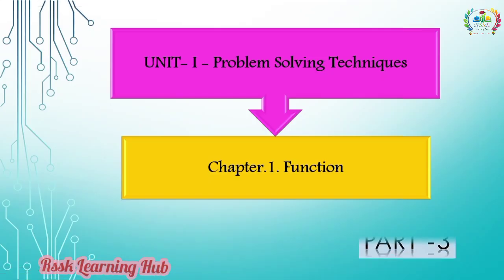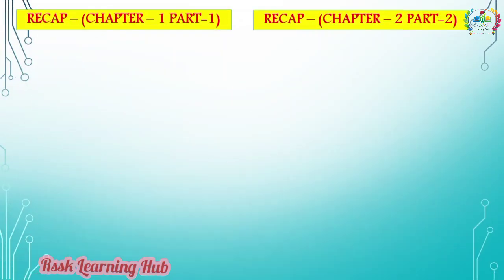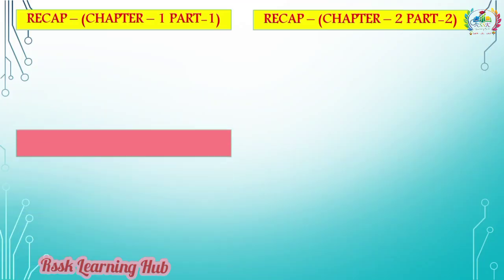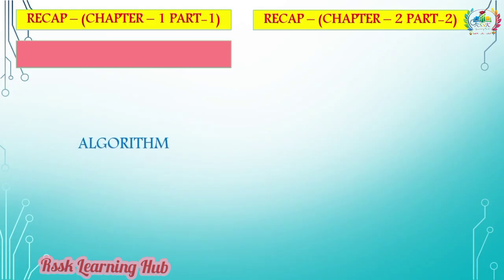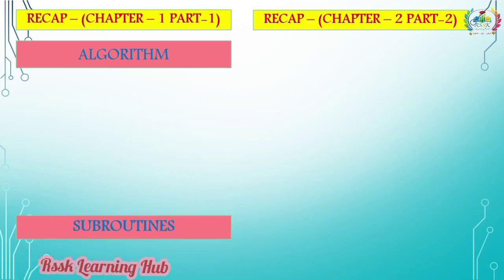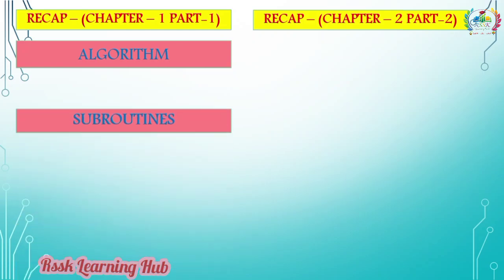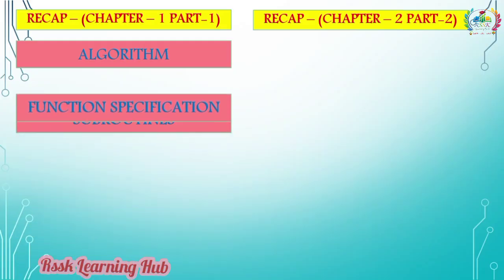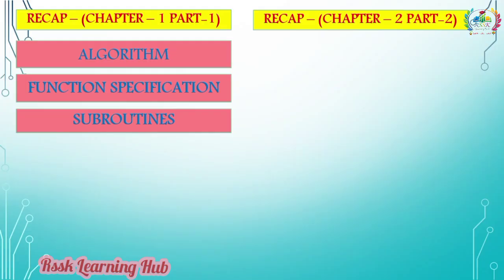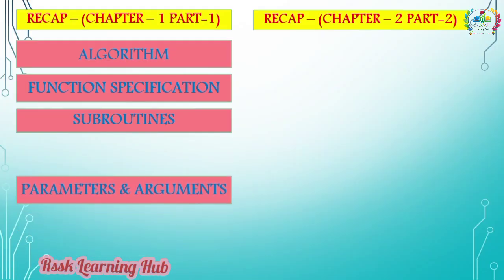Before going to this session, we will make a small recap of your part 1 and part 2 videos. What have we discussed so far? Recap of this session, part 1. First we saw about algorithm. What is an algorithm? It's a step-by-step process for your programming language, right? Then we discussed subroutine. It's a smaller section of code used to perform a particular task that should be carried over repeatedly. Then we saw function specification, how to specify a function.